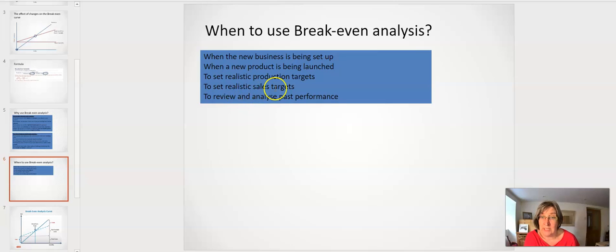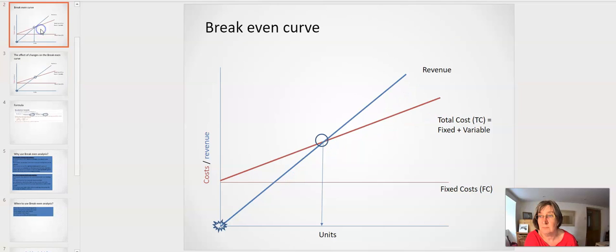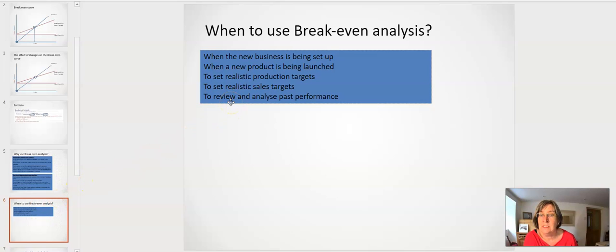And the same with sales targets. Just how many are you going to have to produce? If your break-even chart shows the number of units of cars, for example, that you have to produce to break even is 10 times higher than you have ever made before, or your competitor, you need to think really carefully. Can your sales team actually sell that many? And this allows you also to review and analyse your past performance. Where were you before? Where are you now?